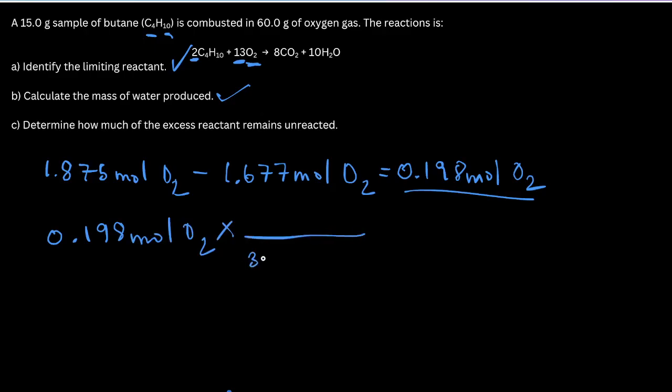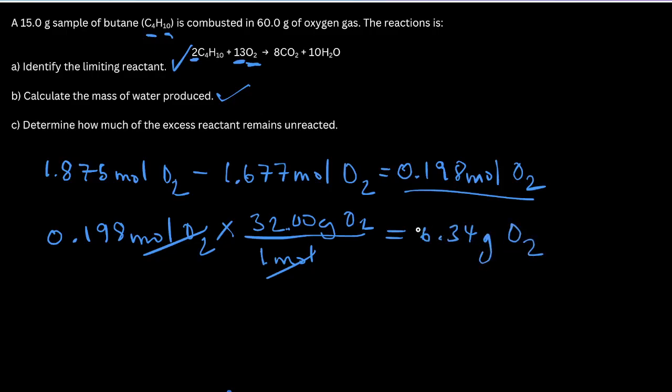We already got our 32 grams. Oops, I keep doing this today. All right, that's 1 mole is 32 grams of oxygen. And that gives us an answer of 6.34 grams of oxygen is going to be unreacted. And that here is our answer to part C.